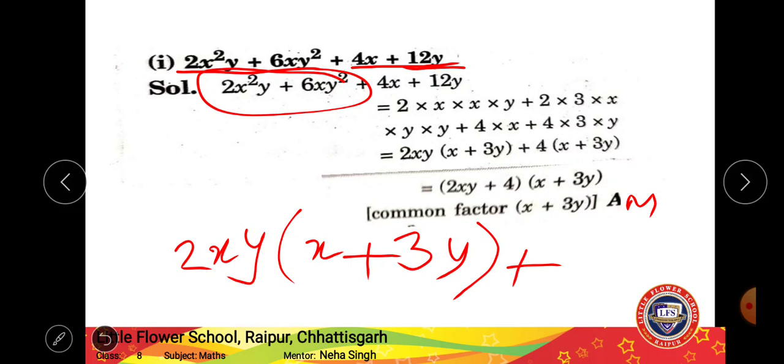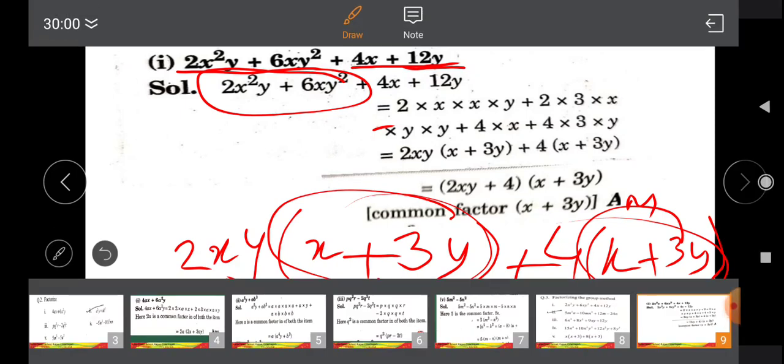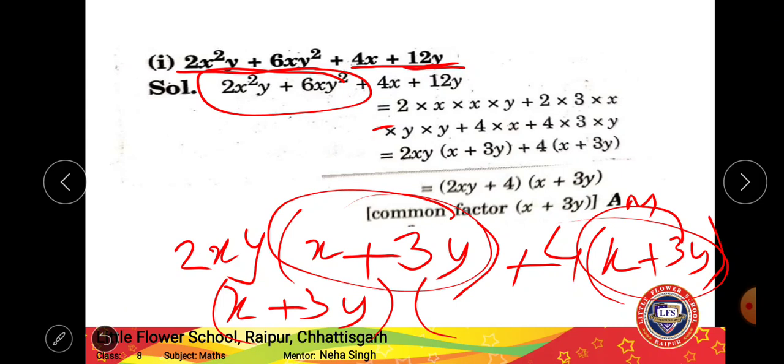Okay, then plus, right? Here also see the terms are being split. Now 4x and 12y. What can we take common? 4 we can take common. So what are we left with? Here also x plus 3y, right? See, these 2 terms are same, so what we'll write next? x plus 3y, right? And 2x plus 4. So this is the answer, right?